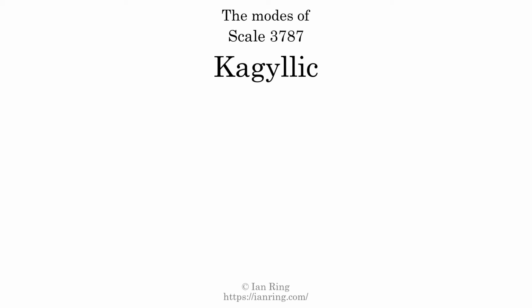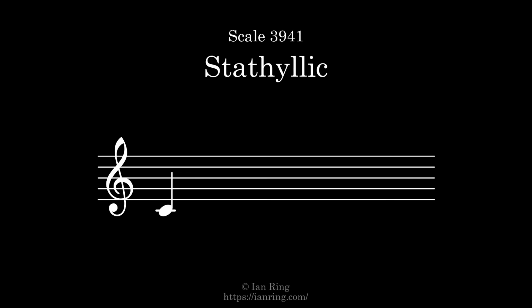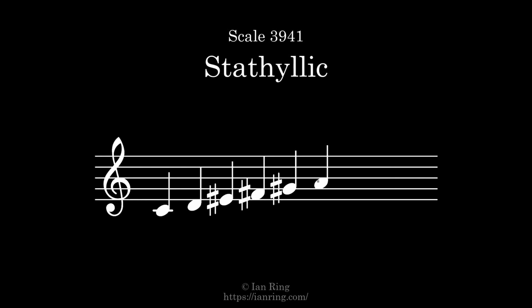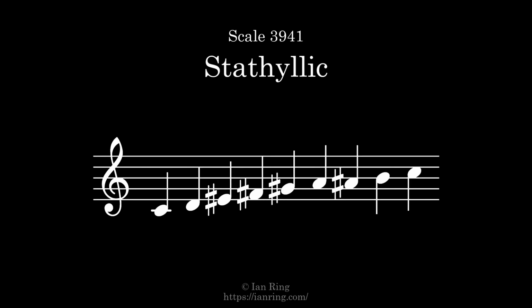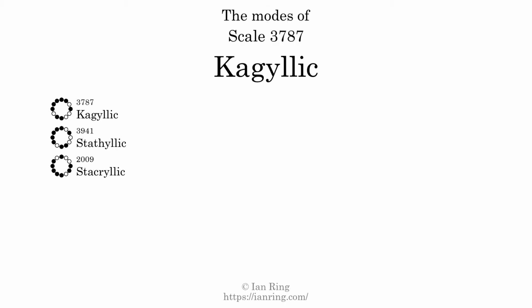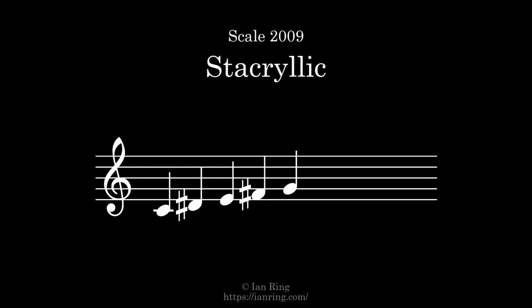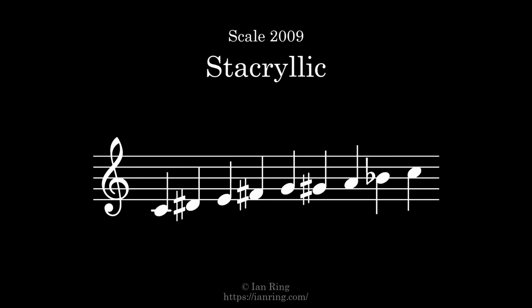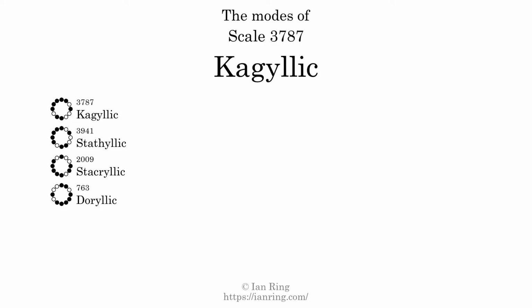This scale has 8 modes. The first mode is itself. The second mode is scale 3941, also known as Kagyllic. It sounds like this. The third mode is scale 2009, also known as Kagyllic. It sounds like this. The fourth mode is scale 763, also known as Kagyllic. It sounds like this.